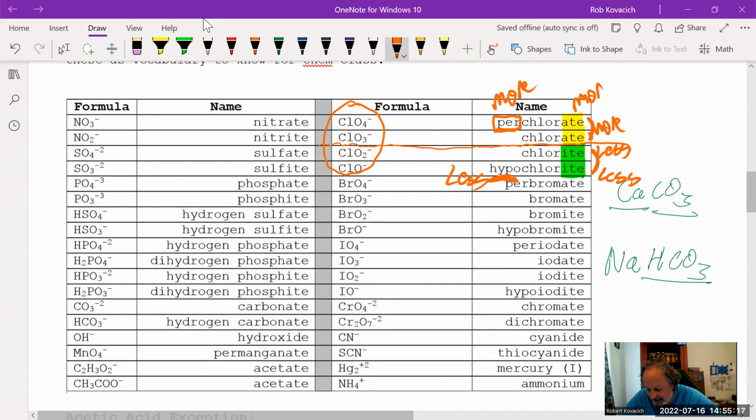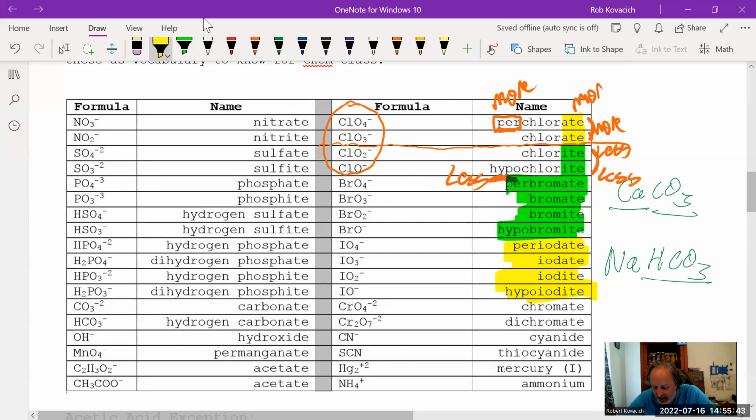So that's it. Less, more, and more. Sounds kind of funny, but that's how it works. So I get it. That's a lot to put together. But once you've got that taken care of, look what happens down here with the bromates. And then look what happens down here with the iodates. The pattern is identical. Ates, ites, pers, and hypos.